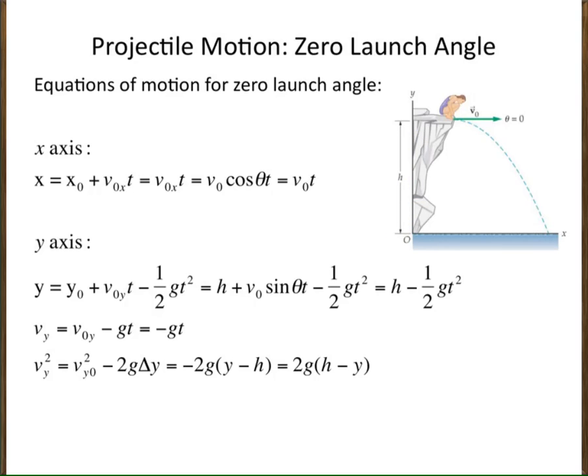And the question is, what will be the expression of the final velocity in terms of the final height and the initial height? So if you want to find the y component of the velocity at any position on the y-axis, the square of the velocity will be 2 times g times h minus y, right? And if y is equal to 0 at the end of the jump, the y component of the velocity squared will be equal to 2 times g times the initial height h.